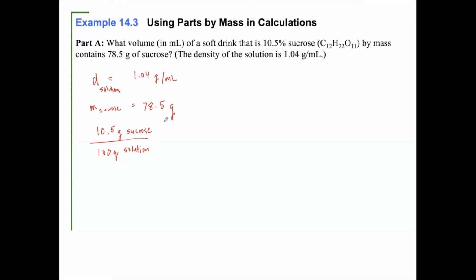That's basically a percent, right? 10.5% of 100 is 10.5. So let's use this as a conversion factor. We're starting with the mass of a component of the soft drink, and we need to get to the volume of the entire soft drink. So we need to get from the mass of the sucrose to the mass of the soft drink to the volume of the soft drink. We can do that by using density. Density is also a conversion factor, right?